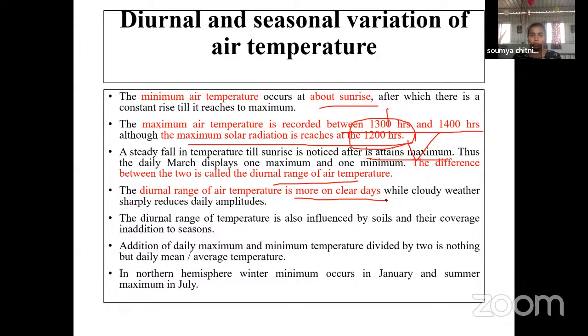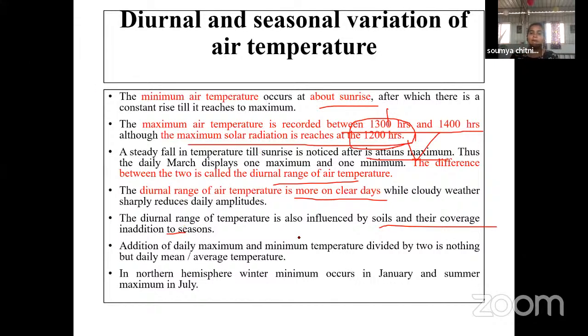Because of the clouds, what happens? The solar radiation will be diffused into the clouds, it can be reflected back, so we do not find much temperature difference on cloudy days, but on clear days it is very much visible. We can find the difference in the temperature. This diurnal range of temperature is also influenced by soils and their coverage in addition to season. So it is not just the air temperature it is affecting, the soil temperature also matters a lot.